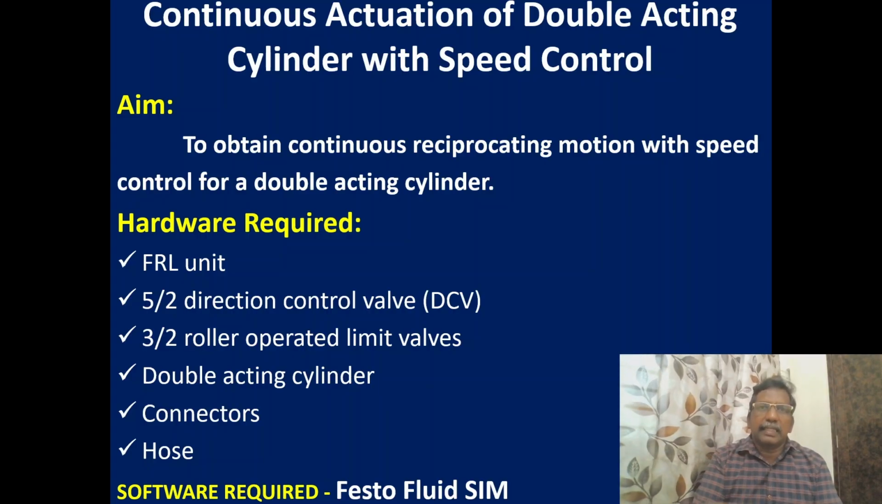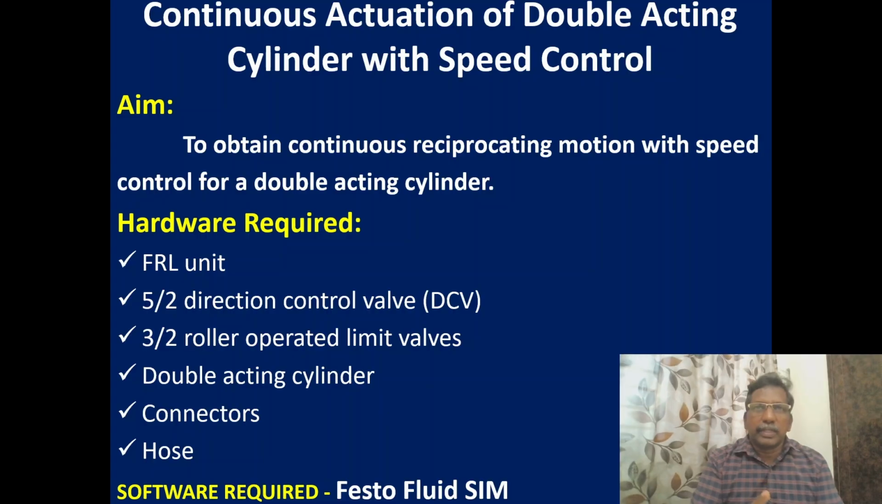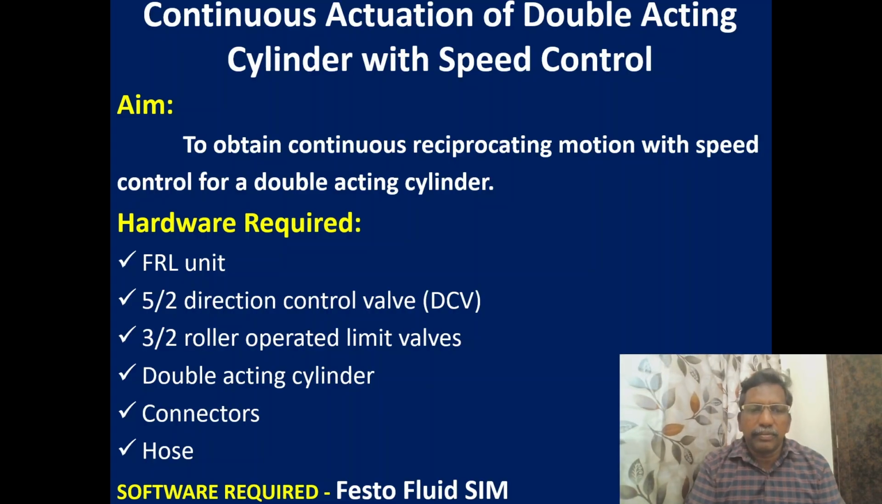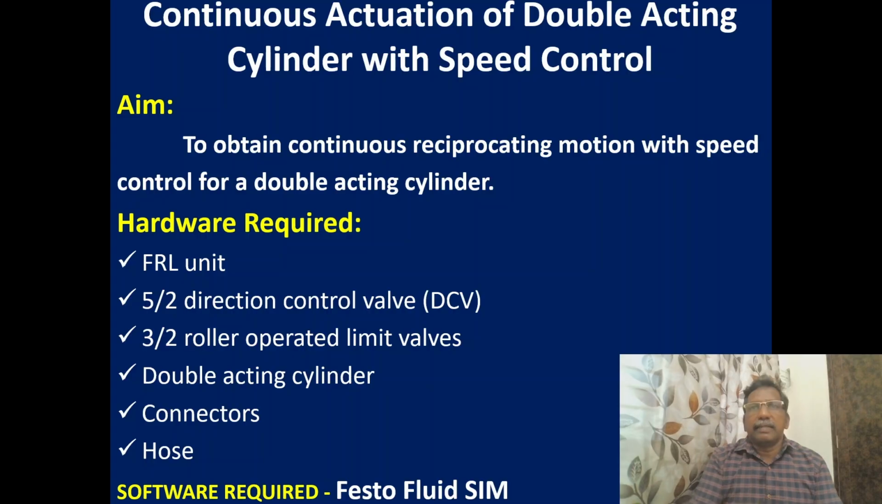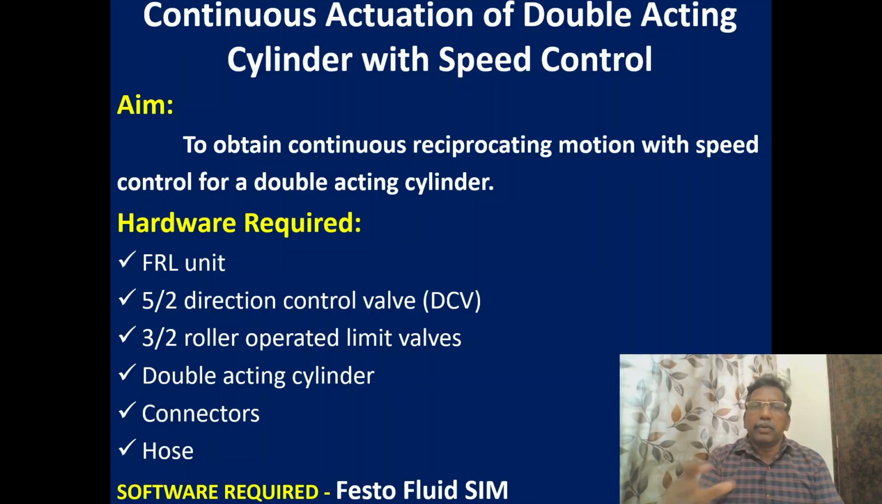For that it acts as a sensor. For that we are having a 3 by 2 roller operator limit switch. Then a double acting cylinder we are having. We are going to deal with only one cylinder, so only a double acting cylinder is enough. Then to connect all this you need connectors and hoses. These are all the hardware elements which we require when we work on a board.